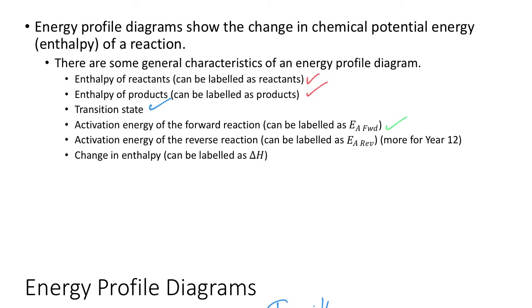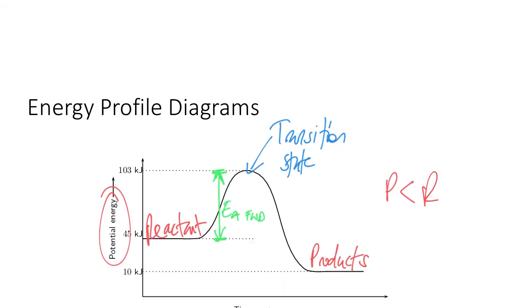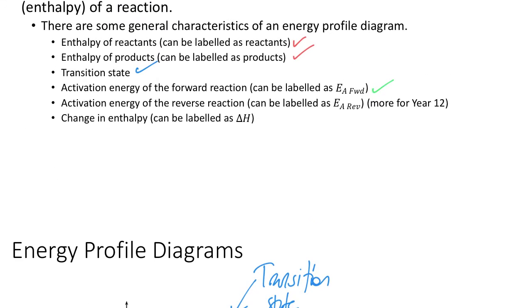Okay, we did that. And then we can also label the activation energy of the reverse reaction with EA reverse. That is really more for year 12, but the concept is the same thing, except when you go from products to reactants, it's going to be here to here. That's the EA of the reverse reaction. So that's the other activation energy.